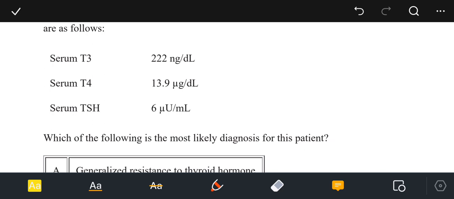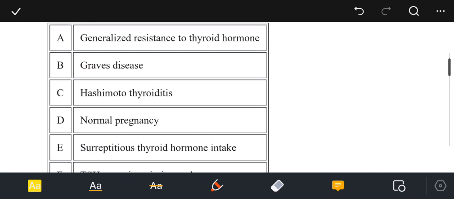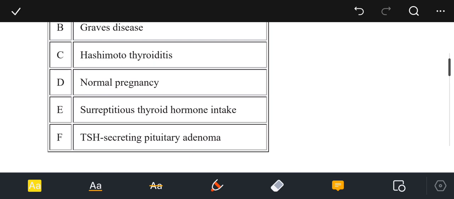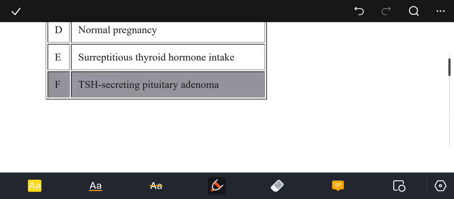The options are generalized resistance to thyroid hormone, Graves' disease, Hashimoto thyroiditis, normal pregnancy, surreptitious thyroid hormone intake, or TSH secreting pituitary adenoma. And the answer choice is option F, that is TSH secreting pituitary adenoma.